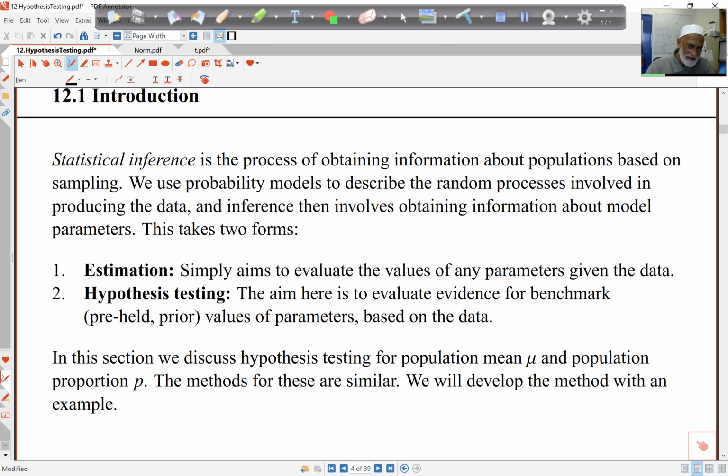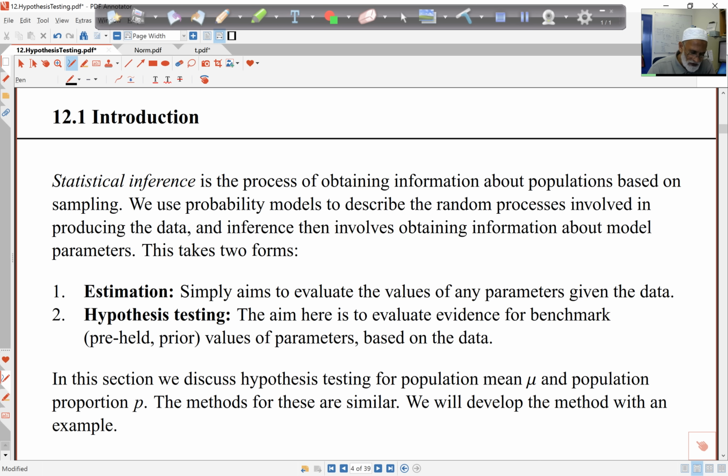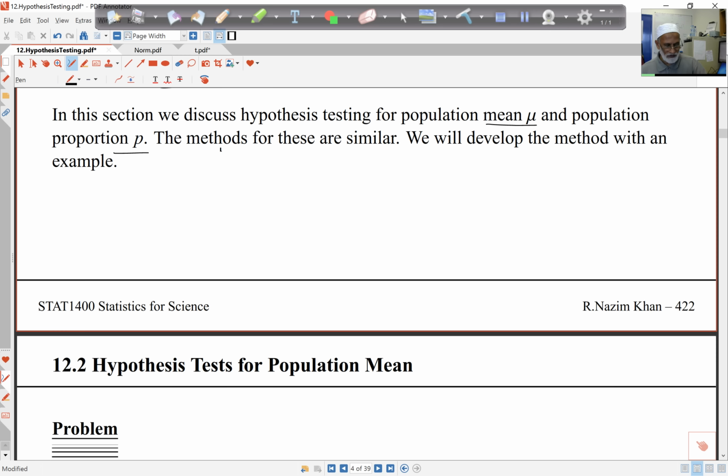So, in the previous chapter, we looked at estimation, which is about trying to obtain information on the values of parameters based on samples. Here in hypothesis testing, we're going to try and evaluate the evidence for the values of parameters from either previously held values or some claims or whatever else. And this evaluation will be based on the data from the sample. So here, as I said, we're looking at population mean and population proportion only. The methods are similar, and we'll develop them with an example.